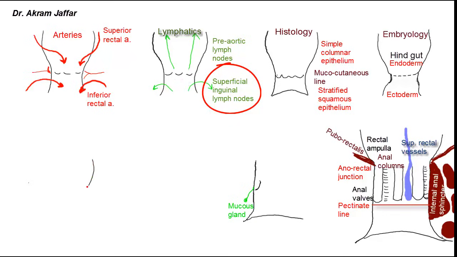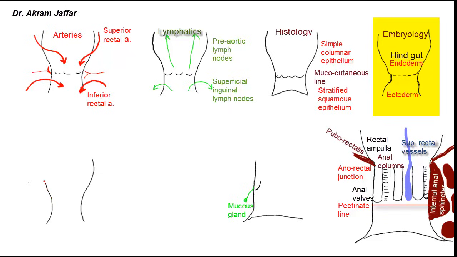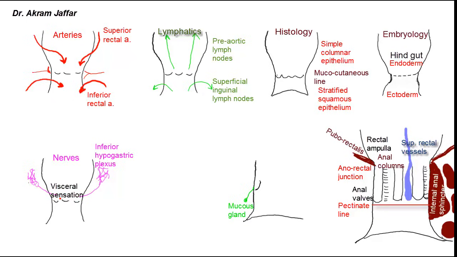The difference in embryological origin is also reflected in the nerve supply of the anal canal. So the upper part of the anal canal derives its nerve supply from the inferior hypogastric plexus. It is an autonomic innervation. Thus, the upper part of the anal canal is sensitive to distension. These same nerves also supply the internal anal sphincter, the involuntary sphincter that is made of smooth muscle.